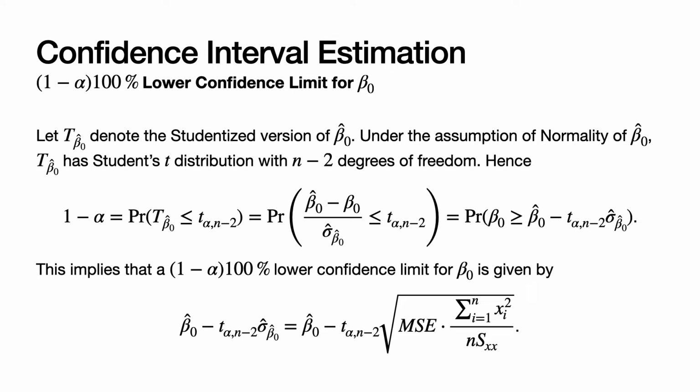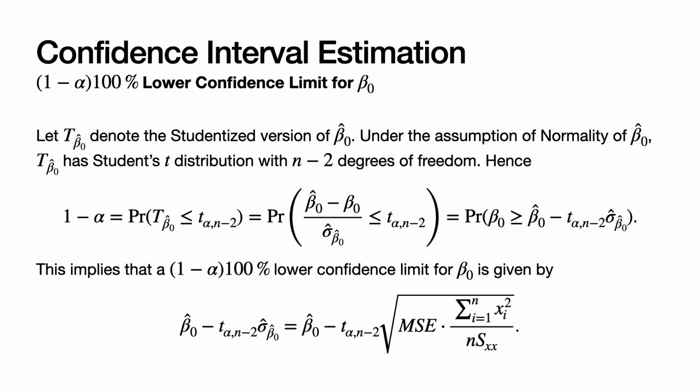Replacing t sub beta hat sub 0 with the expression that it's equal to, and then doing some algebraic manipulation and rearranging gives us the probability on the far right-hand side, which says that the probability that beta 0 being greater than or equal to beta hat 0 minus the product of the interval coefficient t times the estimated standard error of beta 0 hat, that probability is therefore 1 minus alpha.